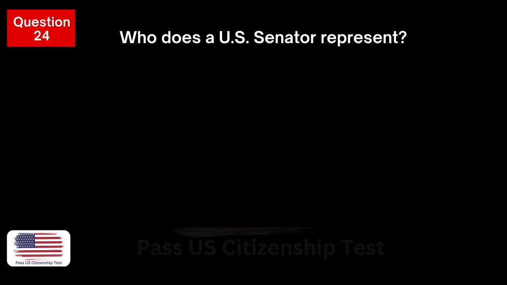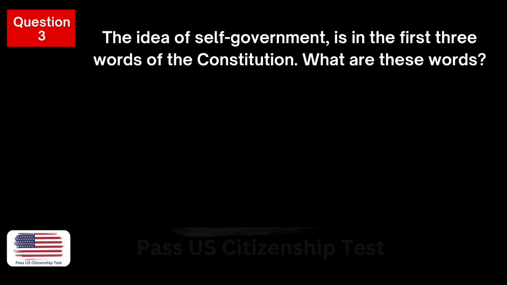Who does a U.S. Senator represent? All people of the state. The idea of self-government is in the first 3 words of the Constitution. What are these words? We the people.